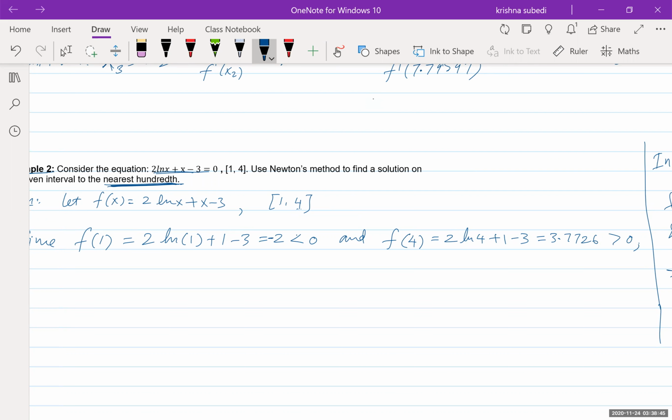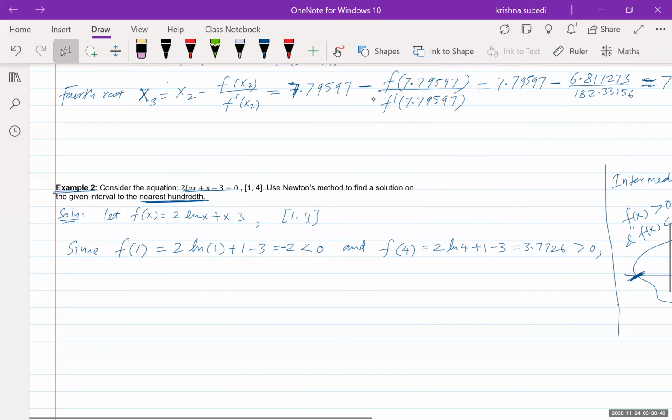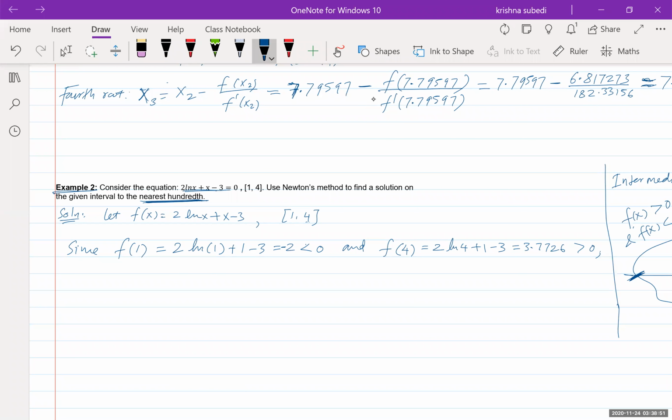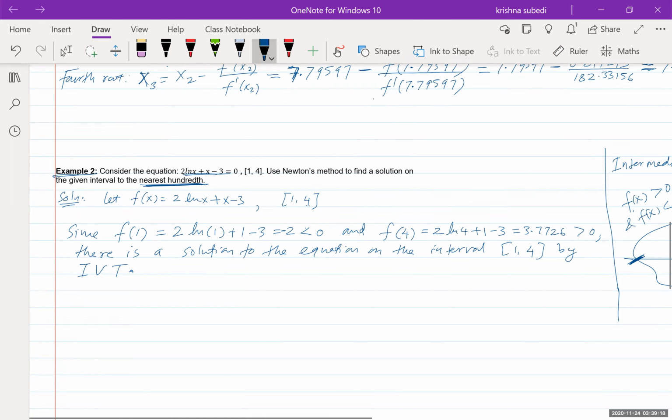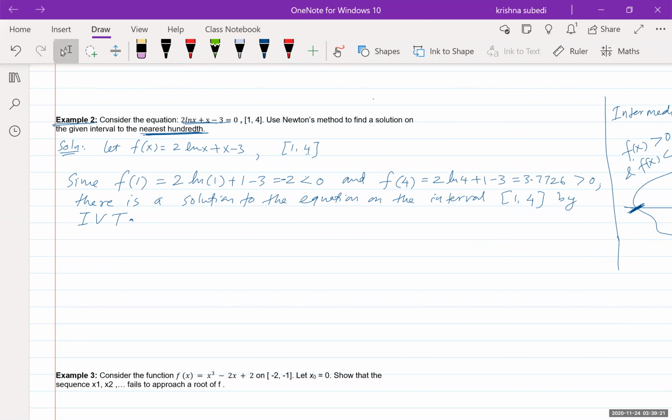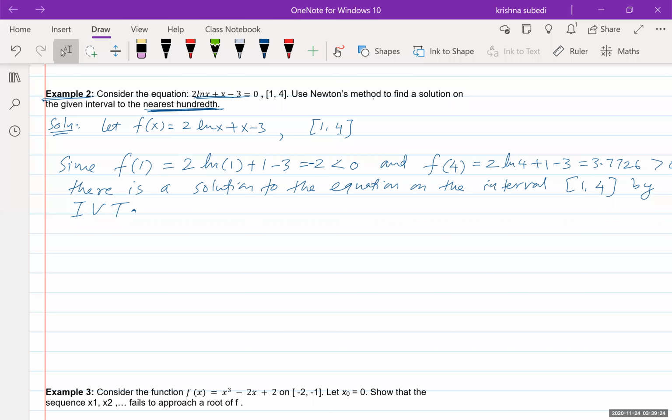Therefore one f value is negative and another f value is positive, so there is a solution or root to the equation on the interval 1 and 4 by the intermediate value theorem. All right, so we now know that there is a root. Now let us find the root.